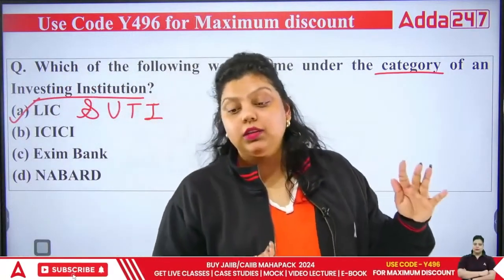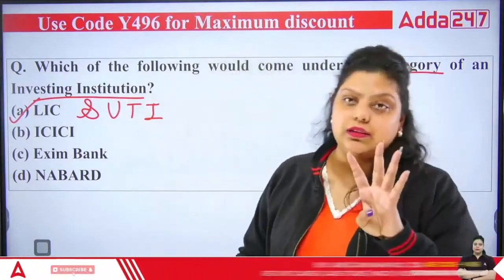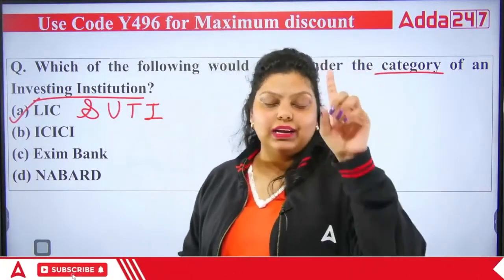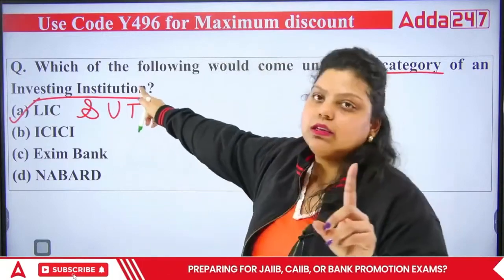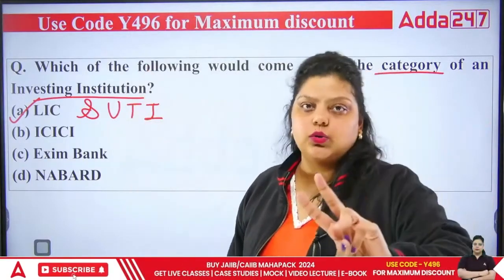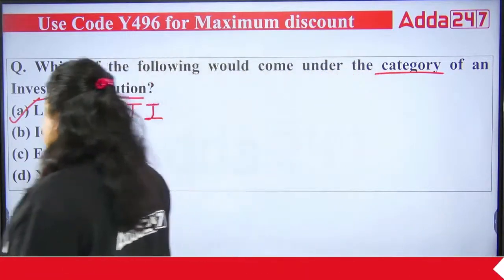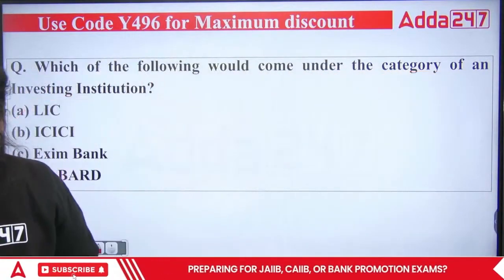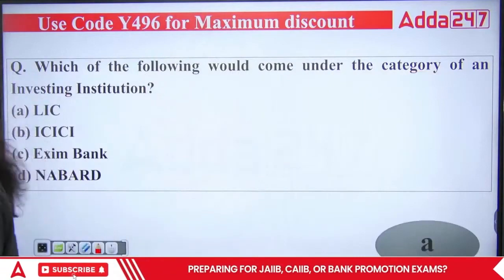Okay, so development financial institutions are actually divided into four categories. Out of those four categories, one category is investing institution. And in investing institution, we only have LIC and UTI. Okay, do remember that. So right answer will be your A, that is LIC.